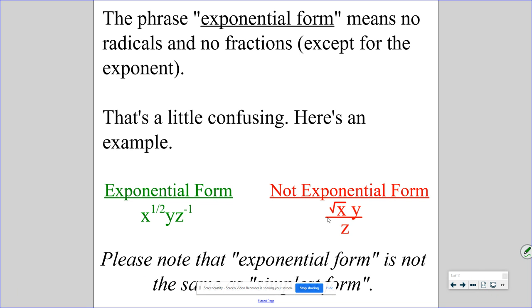Okay, one quick thing before you start working on Delta Math. The phrase exponential form means no radicals and no fractions in your answer. Okay, so I don't want any radicals or fractions in my answer. Basically, I want everything to look like an exponent. So exponential form, you will have everything written as exponents. Not exponential form, often called simplify, would be where you rewrite everything as a radical and as an exponent. So make sure that you're looking at your directions carefully on your Delta Math assignment to see what's asked of you.